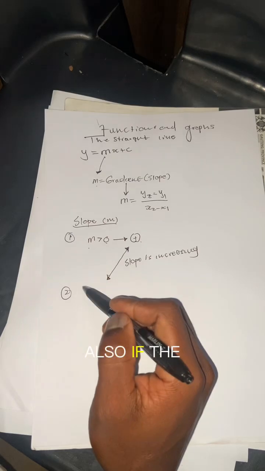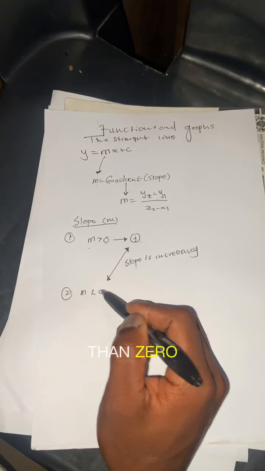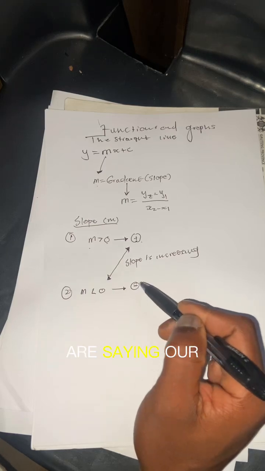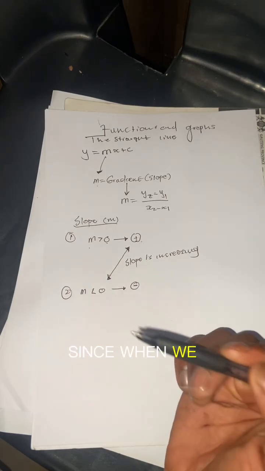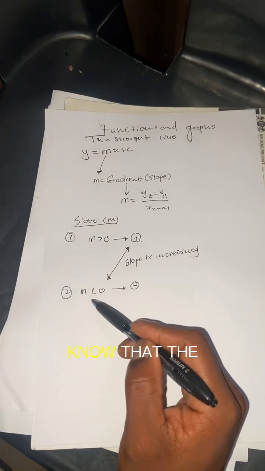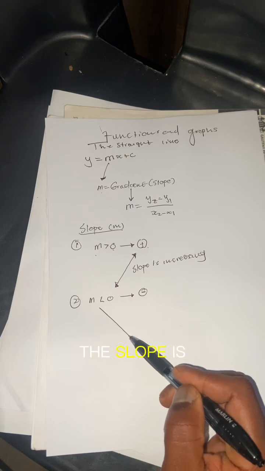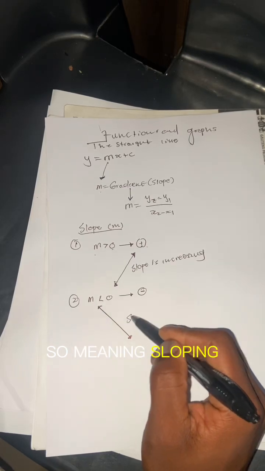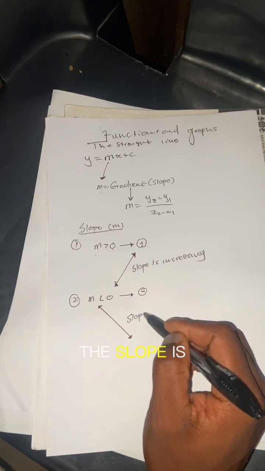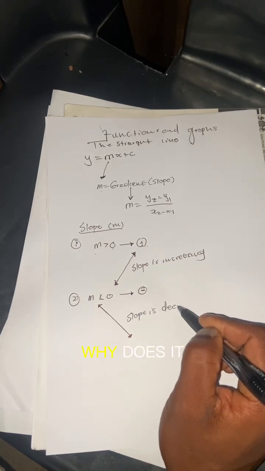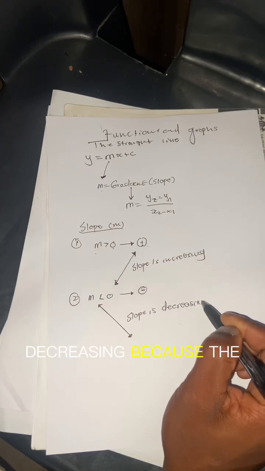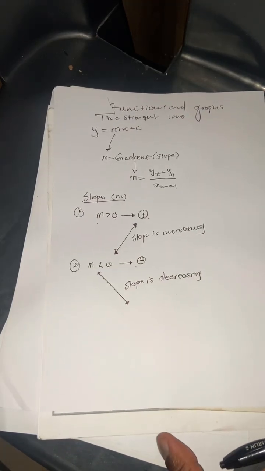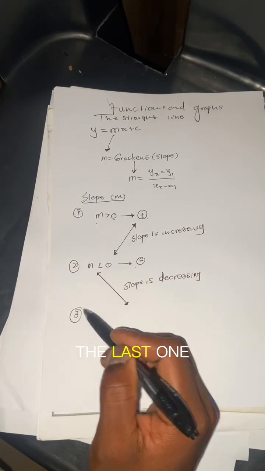Then number two, if the gradient is less than 0, remember anything that is less than 0 means negative. So here our gradient is going to be negative. When we have a negative gradient, the slope is going to decrease. The slope is decreasing because the gradient is negative. Are we together?